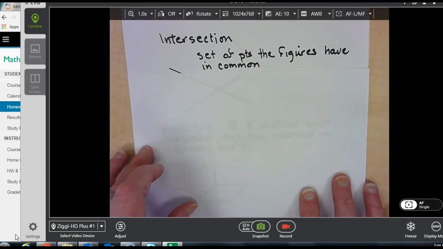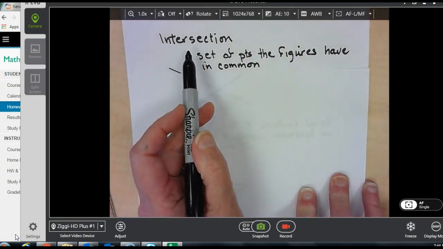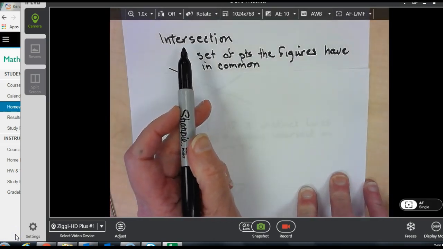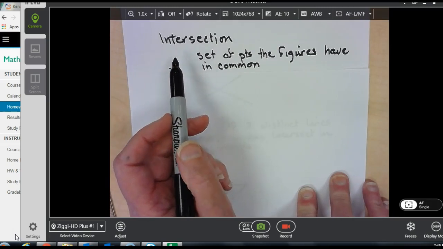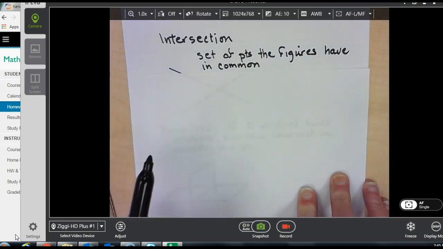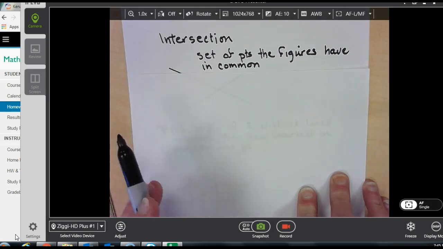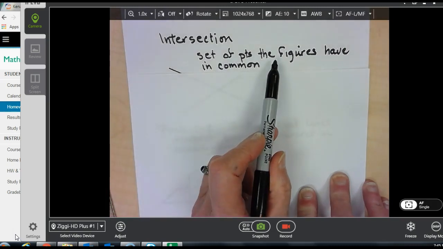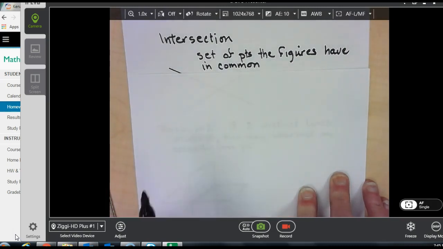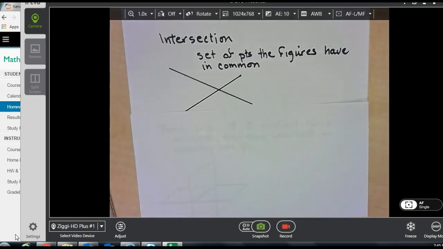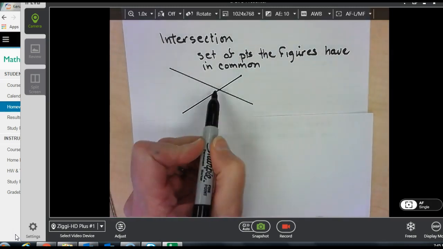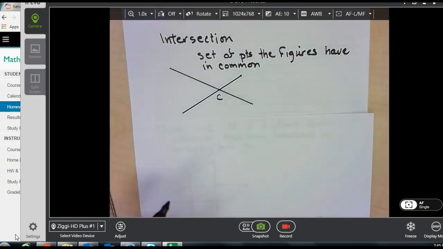So our next definition is intersection. If you think about the intersection of 2 roads, then you'll be able to find the intersection of 2 lines. So it's a set of points the figures have in common. So if we're looking at 2 lines, how many points do they have in common? Hopefully you just said 1 right there. Let's call that point C.